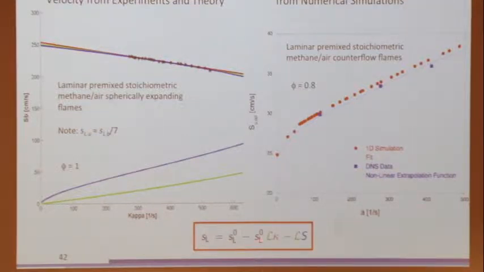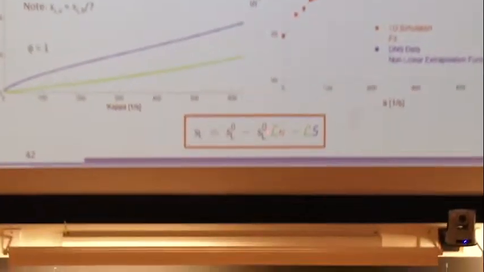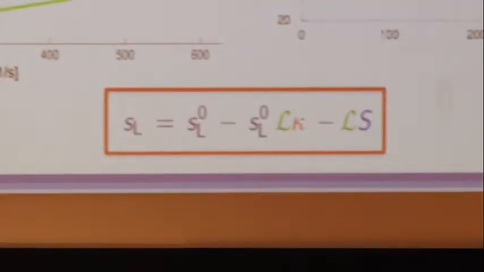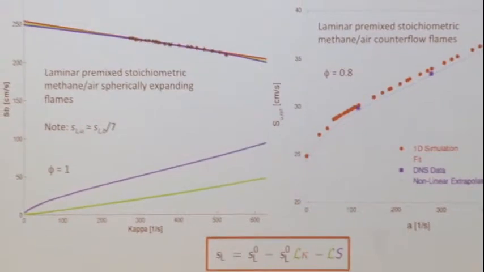This here, by the way, is interesting. We didn't question that yet. But it just says that SL is linear in curvature, and it's linear in strain. And you see here this linear assumption is not so bad.